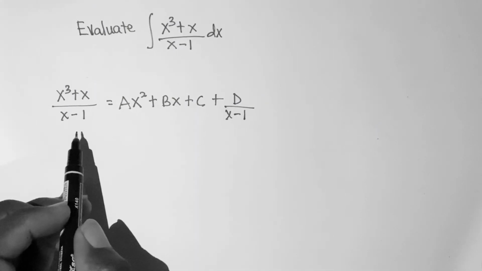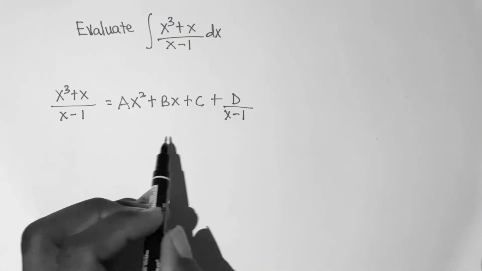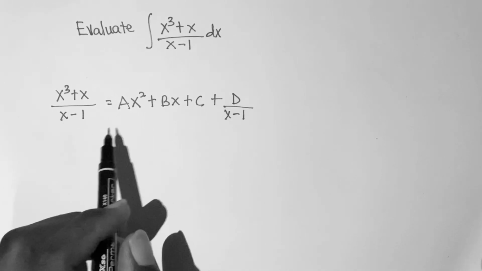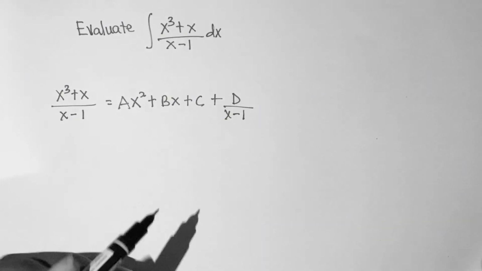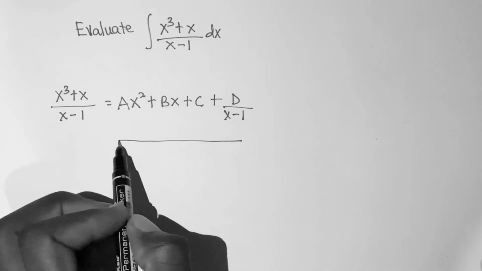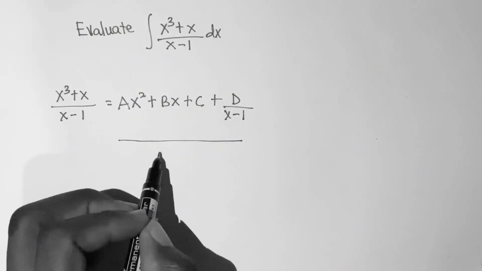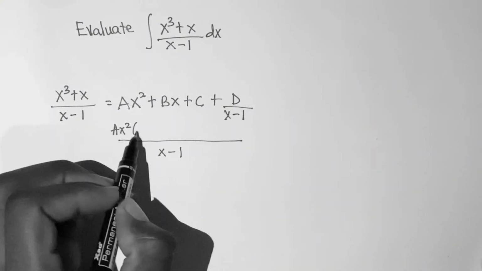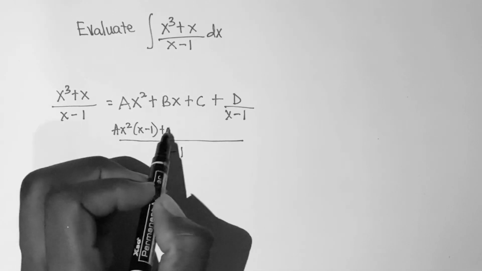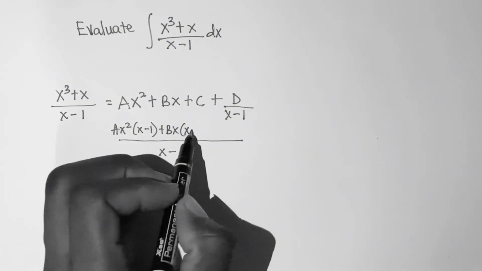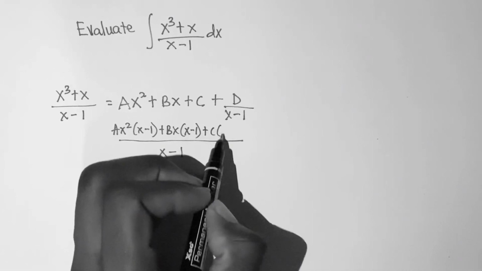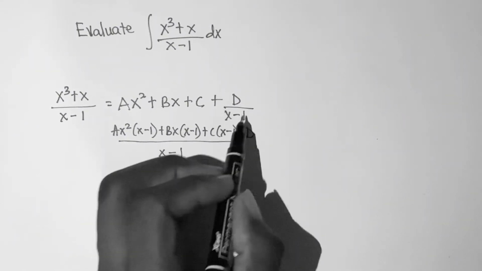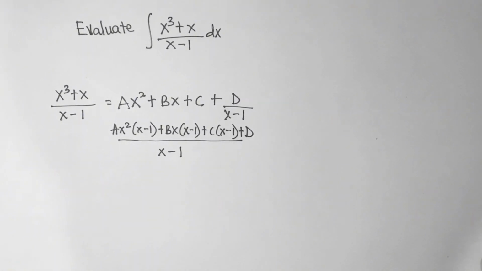I have already done a video on this. I will link it in the description so you can watch that video if you did not previously understand how to resolve rational functions into partial fractions. Now the next thing we need to do is to find the lowest common multiple, which is x minus 1. So this implies that ax squared is going to multiply x minus 1, plus bx, which will also multiply x minus 1, then plus c multiplying x minus 1, and then plus d, since d has a denominator x minus 1, that will not multiply anything.